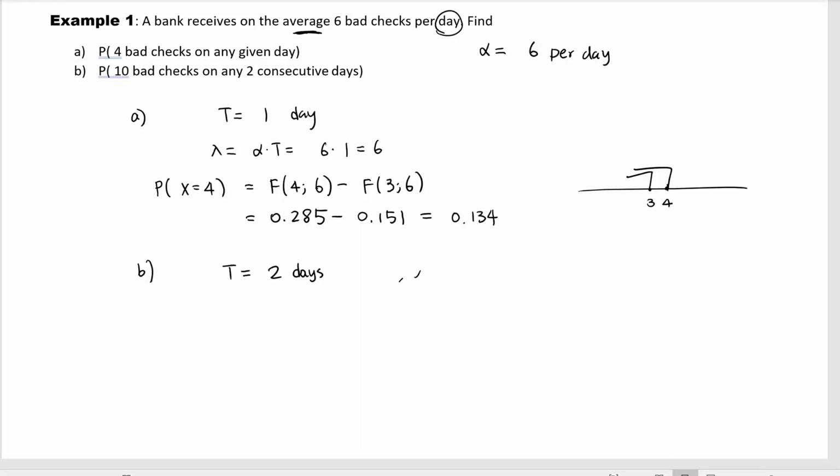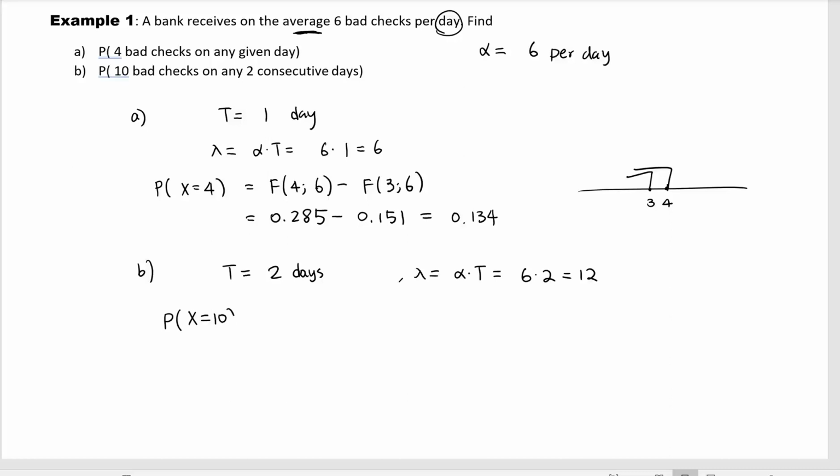Alright, then what is lambda? Well, lambda is alpha times t. Alpha is 6. t is 2. So actually now lambda here is 12. You can see for Poisson process in different parts of the problem, depending on your time interval t, the lambda might change. Okay, so you have to be very careful. Your lambdas for Poisson process do not necessarily stay the same for different parts of the problem. It might change.